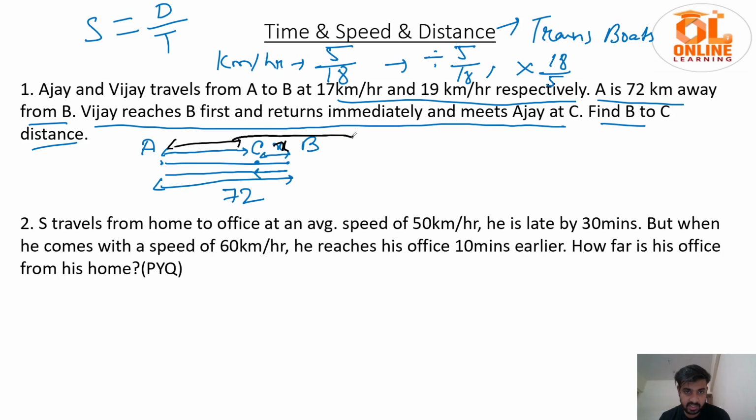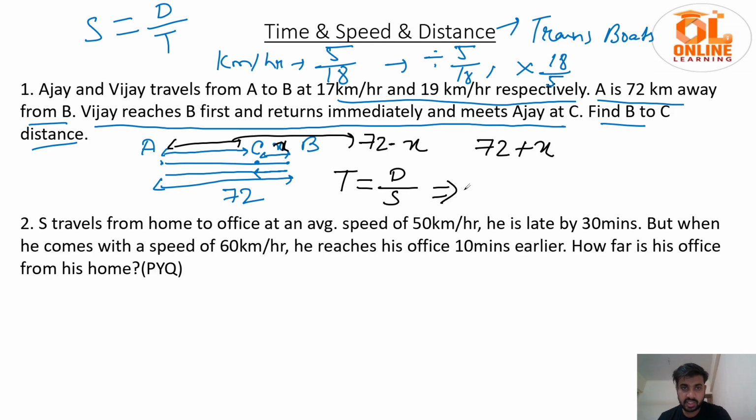So Ajay has traveled 72 minus x distance, since the total is 72. And how much distance has Vijay traveled? Total 72 plus x. We have to find B to C distance, which is this x. And we know the time is the same. Time formula is distance by speed.